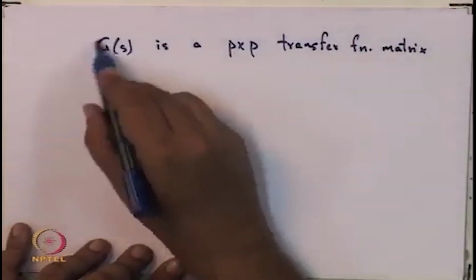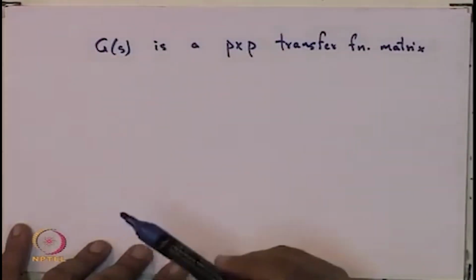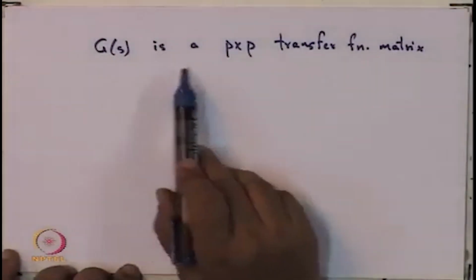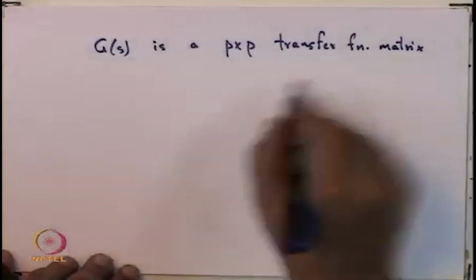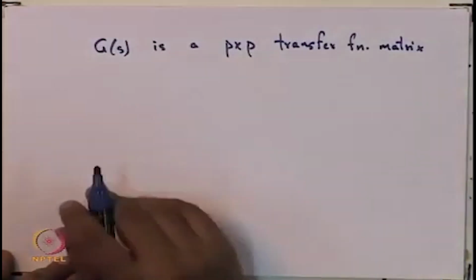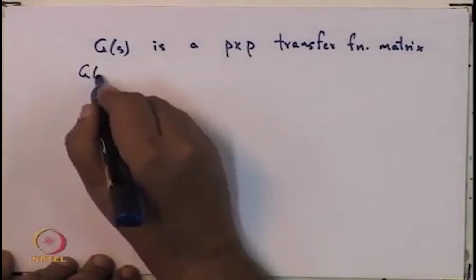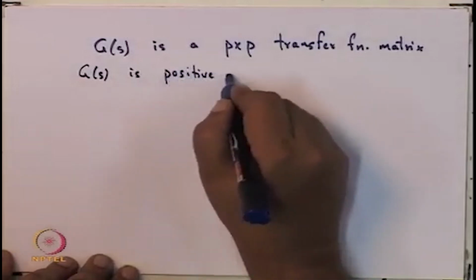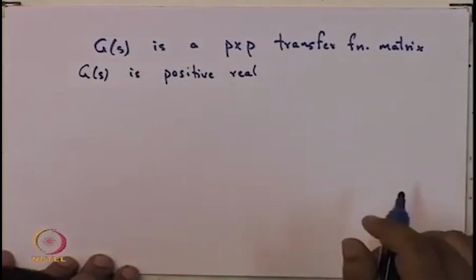Okay. Now, of course, in all these cases this matrix, the transfer function matrix, has to be a square matrix because the number of inputs has to be equal to the number of outputs. So, G of S is a P cross P transfer function matrix. Then the following conditions have to be satisfied for G of S to be declared as a positive real transfer function. So, G of S is positive real, and this particular definition that I am using is the definition that is given in the book Nonlinear Systems by Khalil.